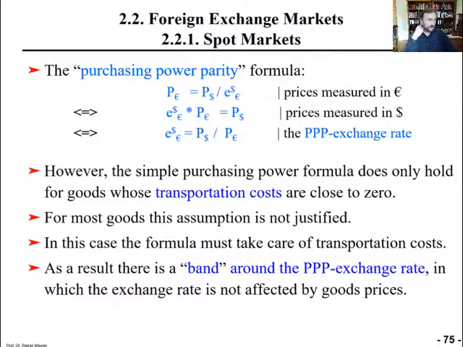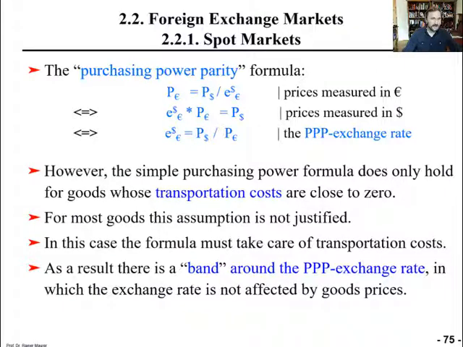However, there's one big however here. The simple purchasing power parity formula does only hold for goods whose transportation costs or other kind of transaction costs like insurance costs or, let's say, import tariffs are close to zero. Of course, for most goods this assumption is not justified. In this case, the formula must take care of these transportation costs and other transaction costs.